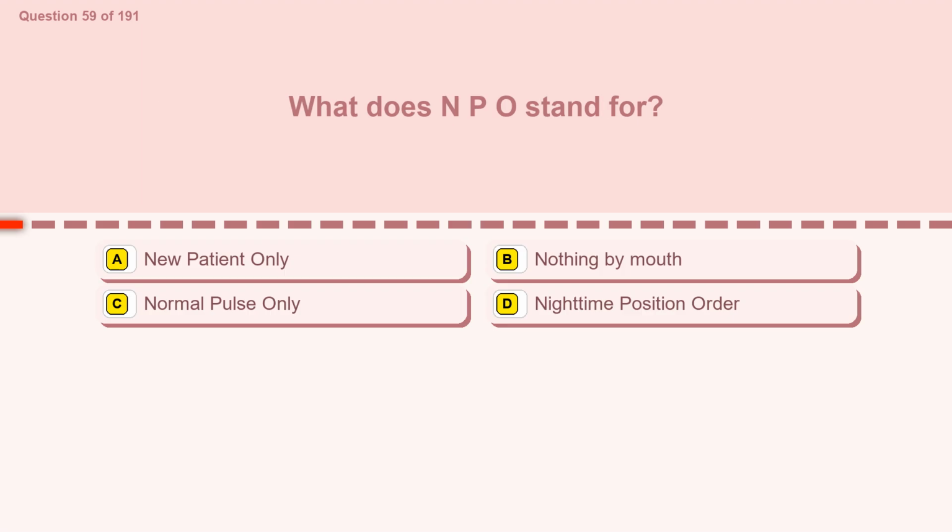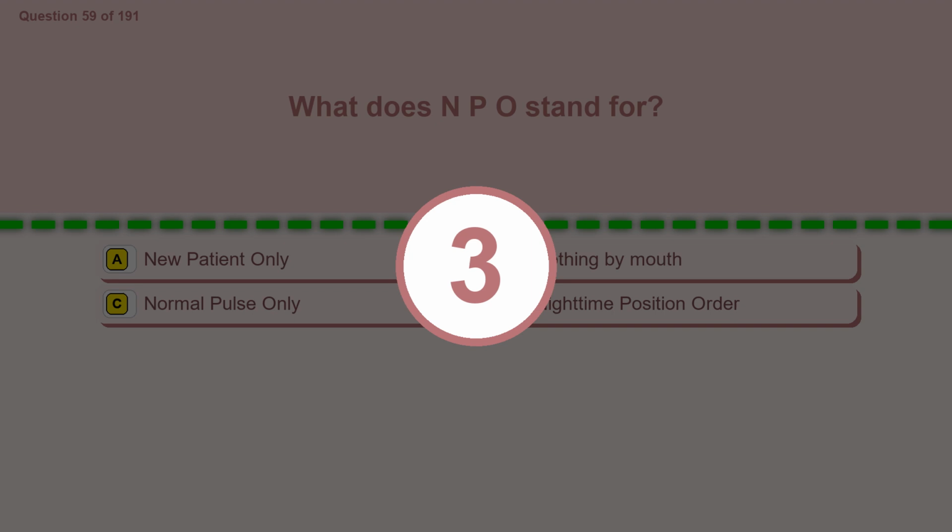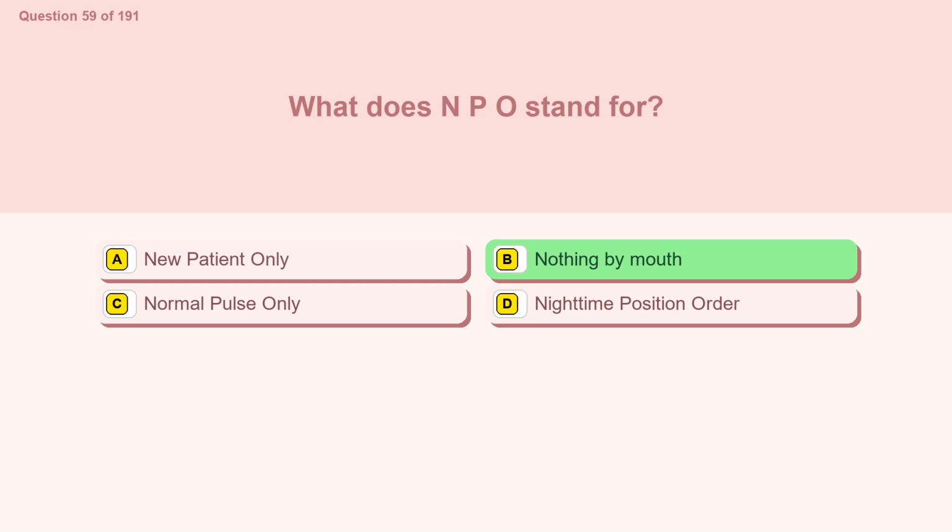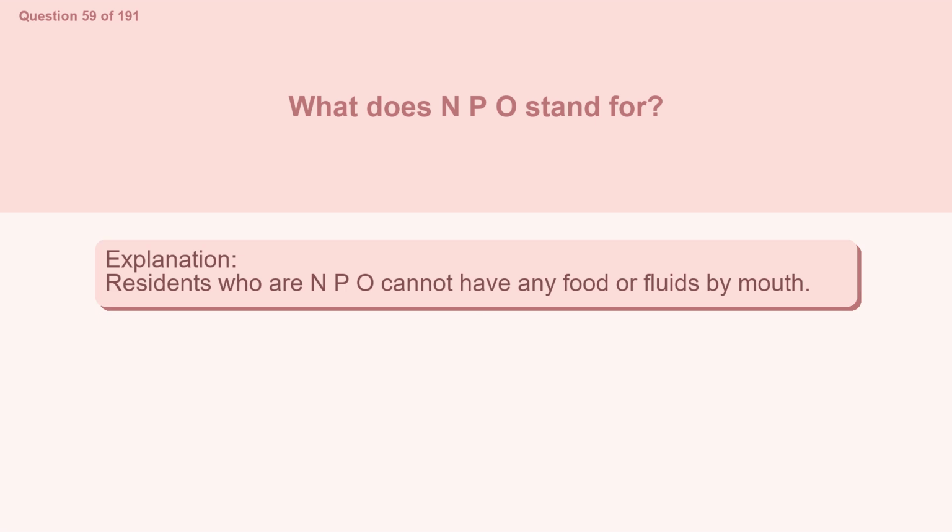Question 59. What does NPO stand for? Option A, new patient only. Option B, nothing by mouth. Option C, normal pulse only. Option D, nighttime position order. The correct answer is option B, nothing by mouth. Residents who are NPO cannot have any food or fluids by mouth.